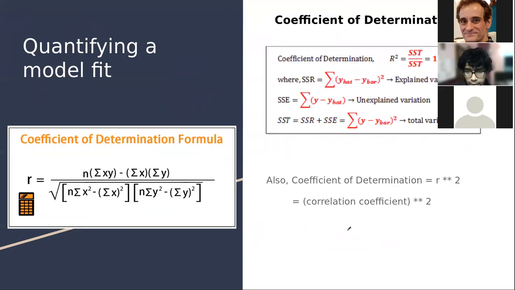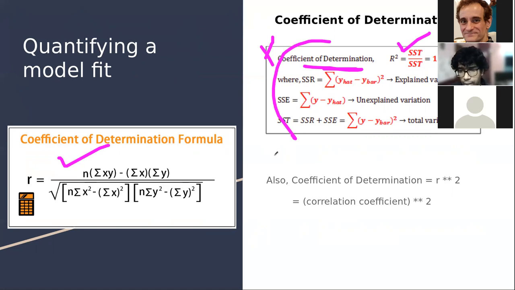Three more slides and let's wrap it up. How to quantify a model fit? R-square value is very often asked: how do you quantify a linear regression model? Coefficient of determination, R-square value. This is the formula, for those who are good with statistics. If you're not, ignore this. This is the standard method and formula for finding the coefficient of determination, which is also known as the square of the coefficient of correlation.